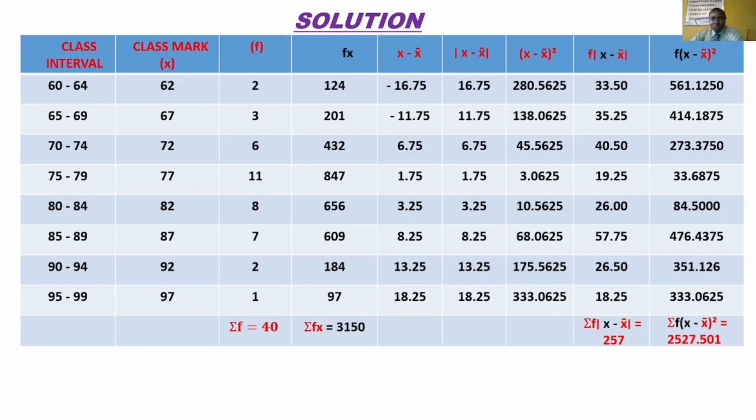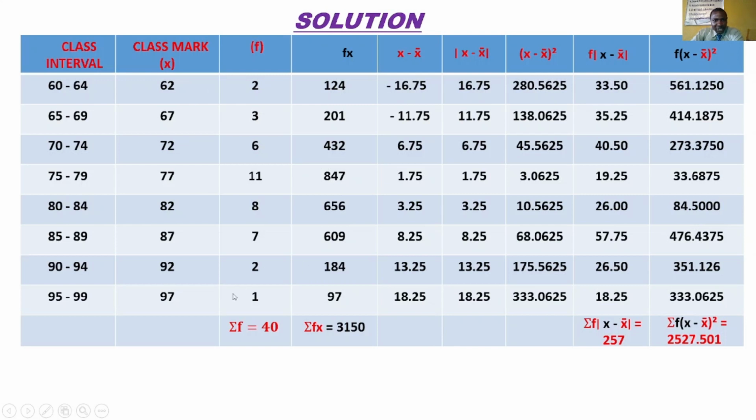Now, in order for us to be able to determine mean deviation, variance, and standard deviation, using this set of formulas we have, it is necessary that we determine the mean. So in order to determine the mean, it also means we have to look for our fx. Now, our fx is the product of our f and our x. So if you multiply your 62 by 2, it will give you 124. Your 67 by 3, it will give you 201. 72 by 6, you have 432. Your 74 times 11, you have 847.